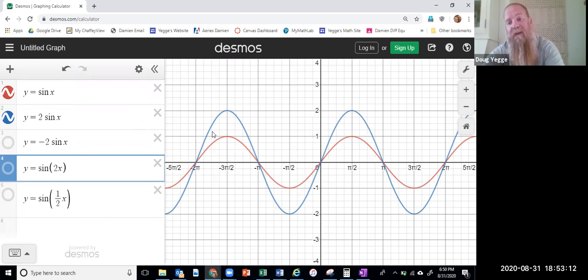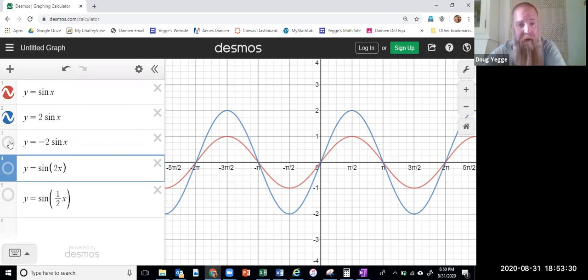The amplitude is how high it goes from the middle of the graph, from what we refer to as the midline. In this case, the midline is the x-axis, and so multiplying by 2 caused it to rise by 2 values and to fall by 2 values.